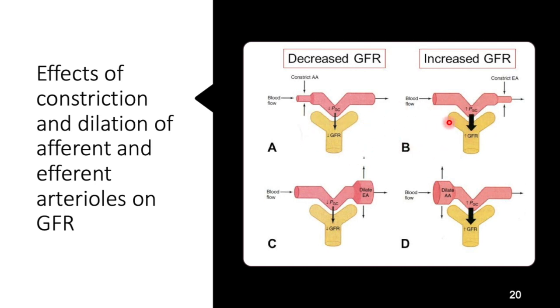In B, the constriction is on the efferent arteriole. This will cause glomerular hydrostatic pressure to increase, which will cause GFR to also increase. The effect of dilation is the opposite of constriction. Dilation of the efferent arteriole will decrease GFR, whereas dilation of the afferent arteriole will increase GFR.